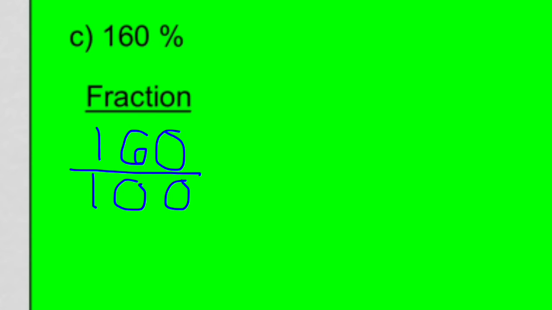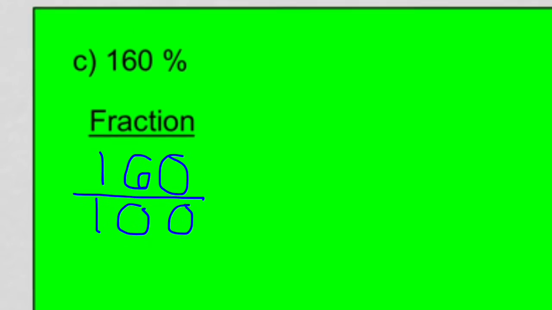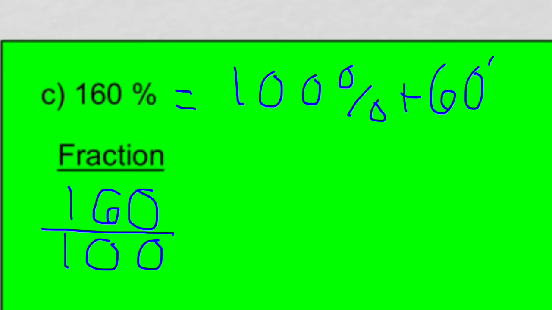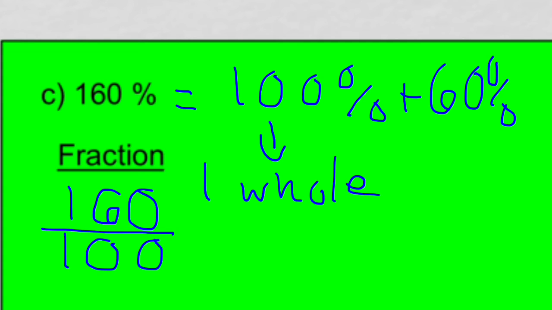But I like to make it a little easier. I like to think of it like this. So 160% means 100% plus 60%. Okay? One of the very first things we did at the start of the year was we shaded in what percents look like. And if you're shading in 100% on a hundreds grid, that looks like one whole. So I like to think of this as one whole.